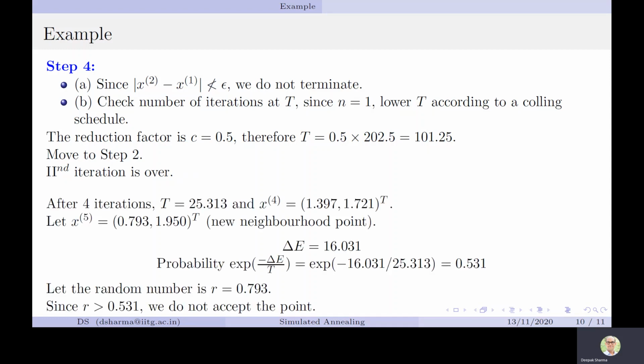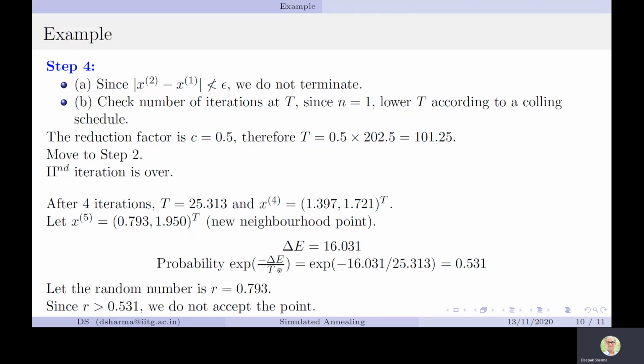Now, what we will do is, suppose we run it for further iterations. After 4 iterations, the temperature will reduce, say to 25.313. The new point which we get, x4, is 1.397 and 1.729. By performing the neighborhood perturbation, we get x5 as mentioned here. If we calculate the function value and find the delta E value, it is 16.031, which is again a positive value.